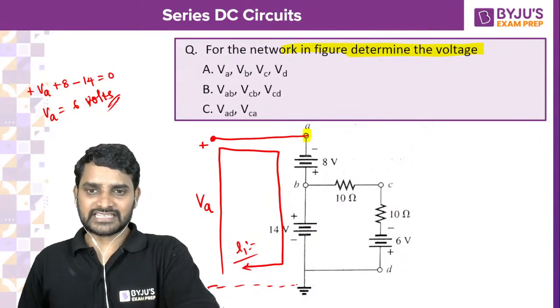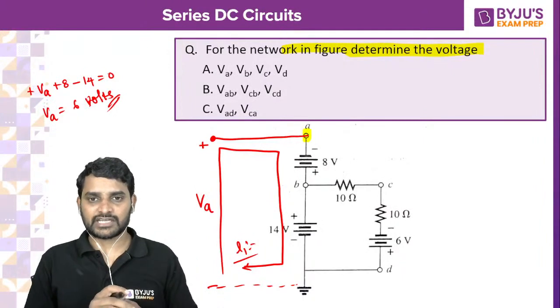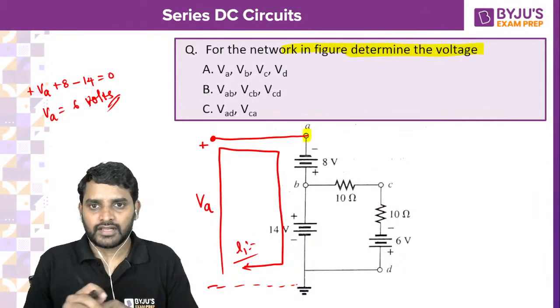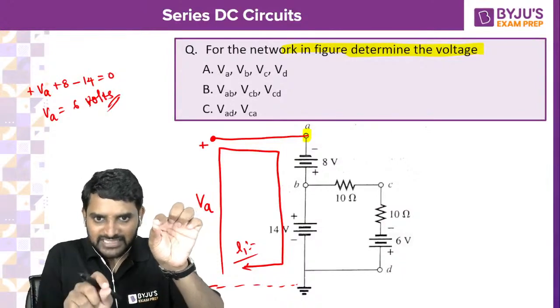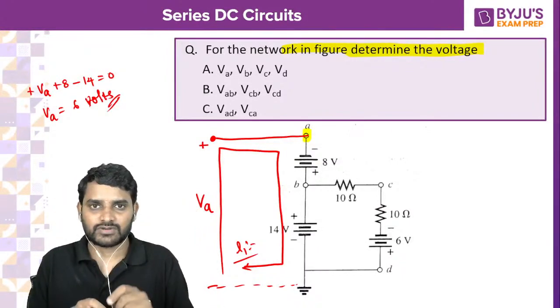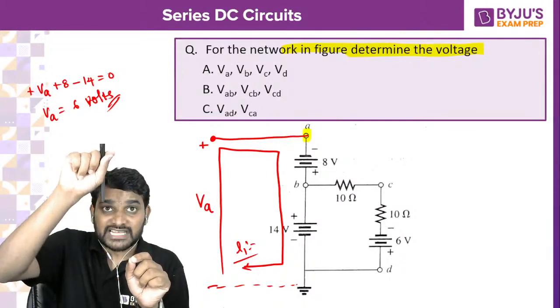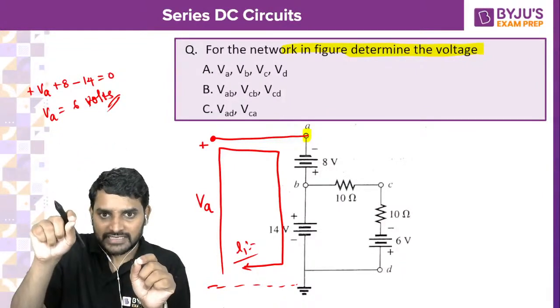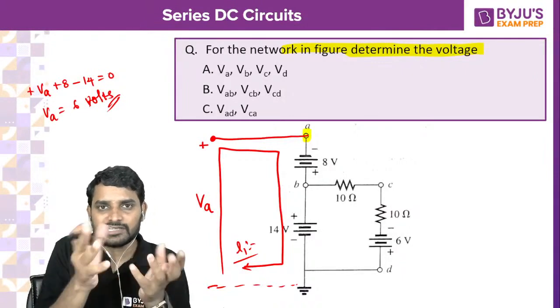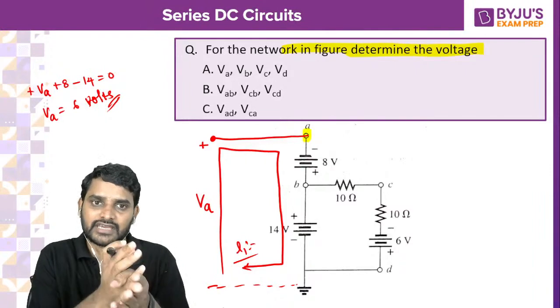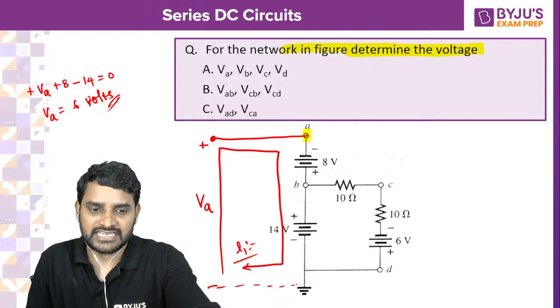Does anybody have a doubt about VA? So simply bring the terminal and measure with respect to ground. So from the ground to the terminal VA. So plus VA plus 8 minus 14 is equal to 0. That's a loop. So you are going to get plus 8 minus 14, that will be around 6. Is that clear for everybody?